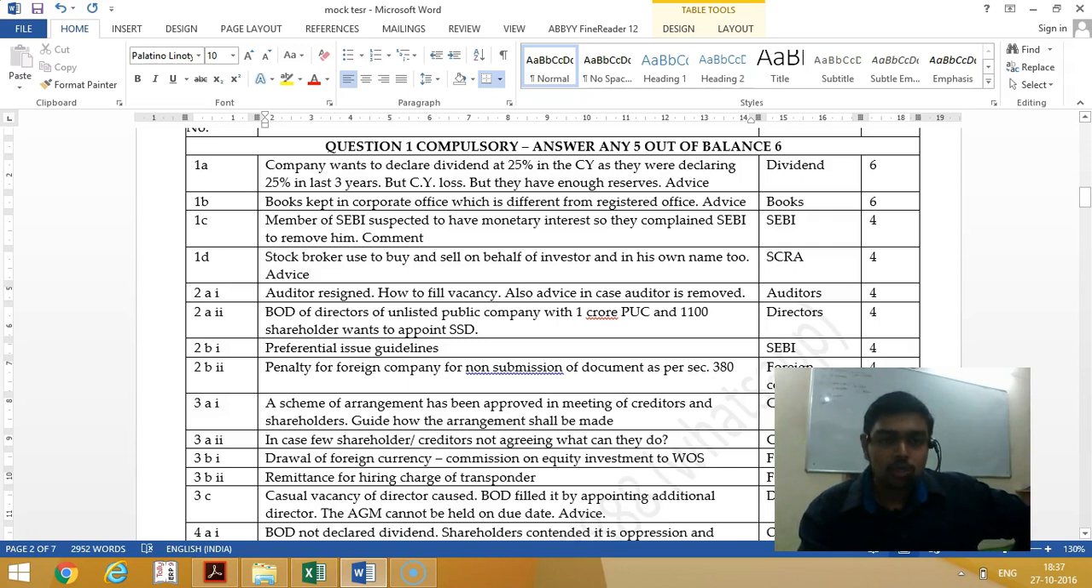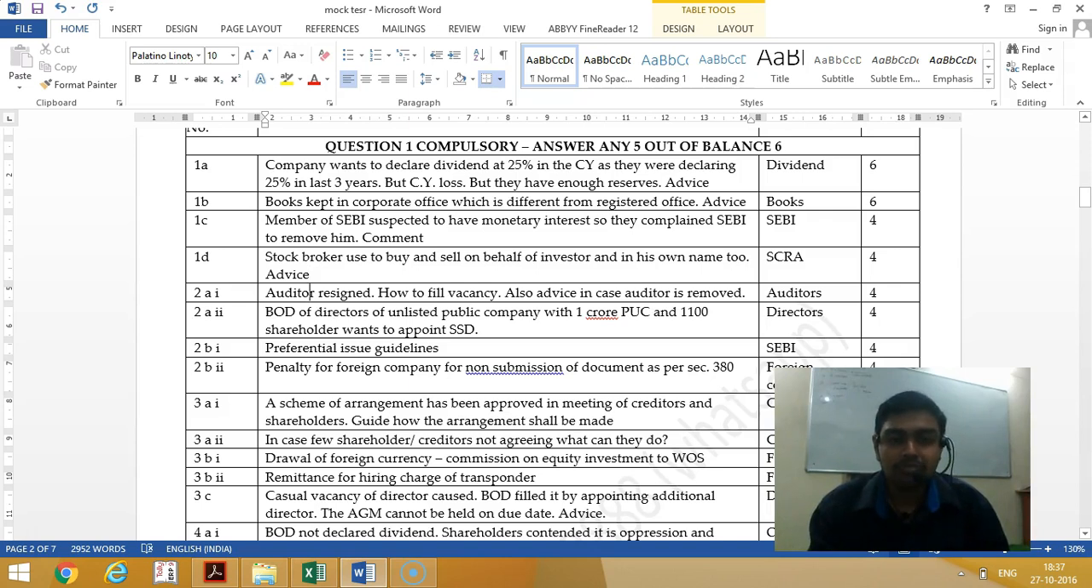Then a stockbroker used to buy and sell on his own behalf, and sometimes on behalf of the investors. Generally on behalf of investors, sometimes on his own behalf. Answer. When he is doing it on his own behalf, then it is principal to principal, so he should take the consent of the shareholders.